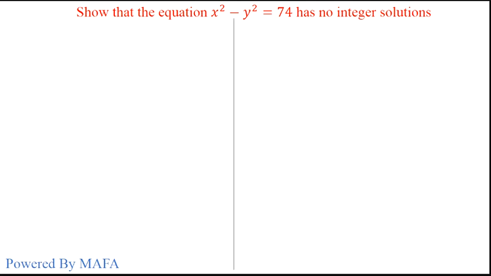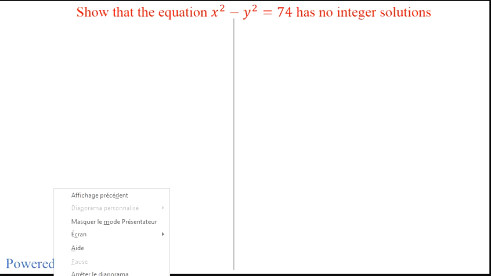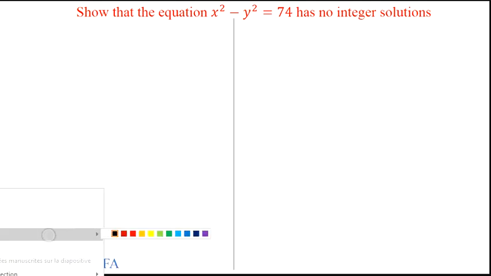Hello guys, in this video we are going to be solving the question that you can see on your screen. It says we should show that the equation x squared minus y squared equal to 74 has no integer solutions. So we first of all begin by recalling what an integer is. An integer is simply a whole number, a positive or a negative whole number.